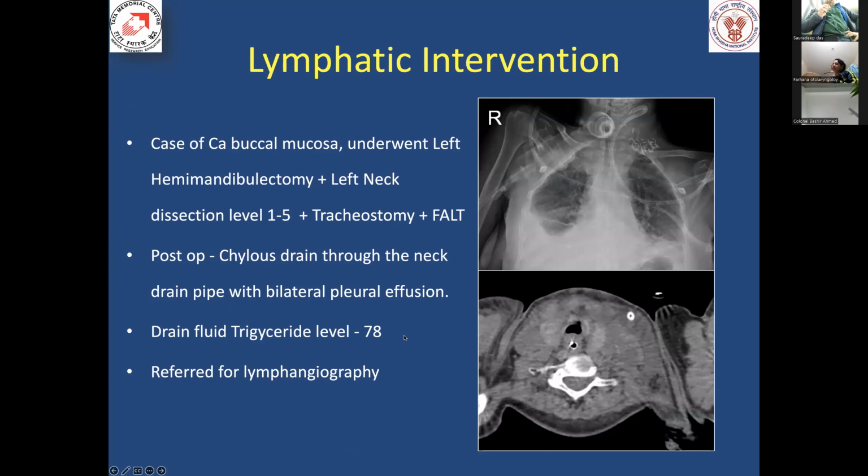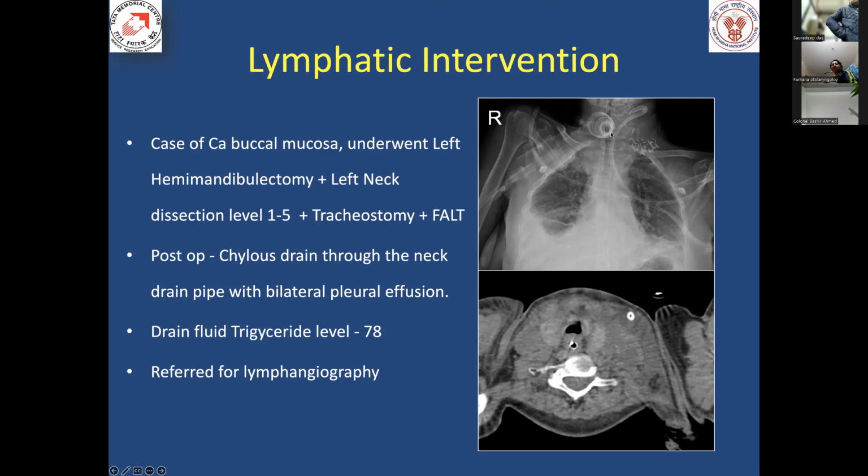So this is perhaps one of the references that we got for persistent chyle leak after intervention, after post surgery. This is a case who underwent CA buccal mucosa, underwent left hemimandibulectomy and left neck node dissection. Chylous output through the neck.